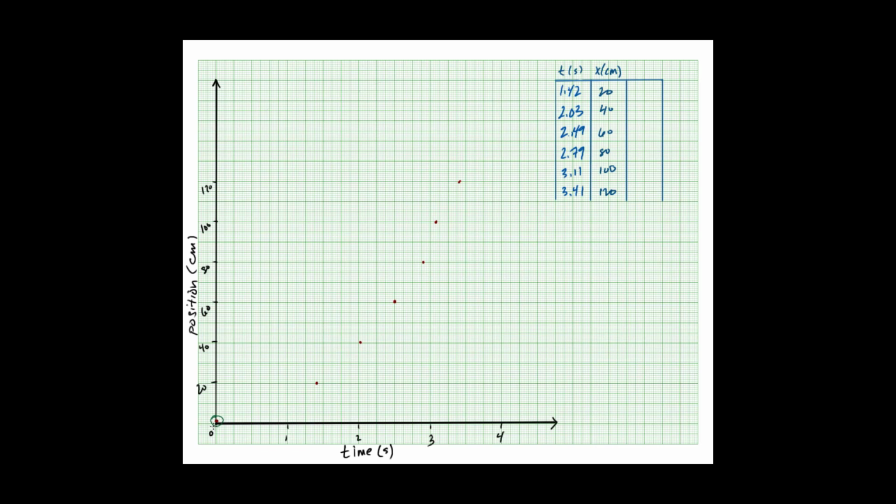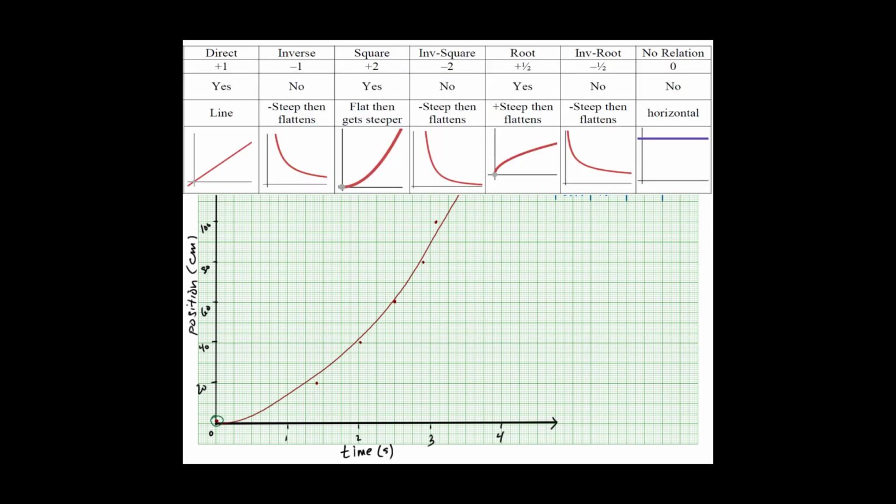And then when I look at it, let me just draw a line through it so I can get an idea. It looks to me like a graph that curves up, like maybe part of a parabola. So I'm going to look at my different types of graph styles, and I'm going to see if I can match this graph to one of these.